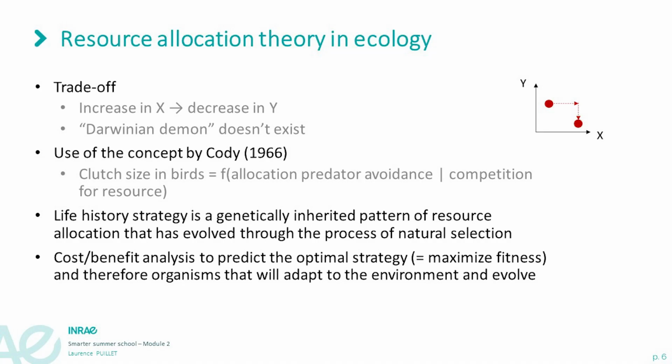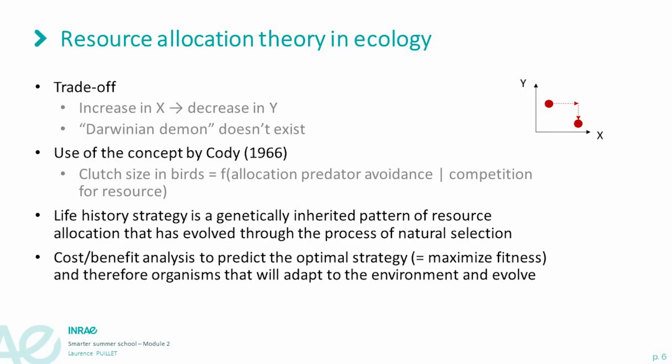It means an animal that is able to live forever, reproduce 100% of the times it tries to reproduce, and have a lot of offspring. This doesn't exist because you need to allocate resources, and there are some trade-offs among traits. And this concept has been used, just as an example, by Cody in 1966 to explain variation in clutch size in birds. The clutch size in birds is generally a trade-off between avoiding predators and competition for resources. So that's one example of how people in ecology are using this allocation framework to explain some animal strategy.